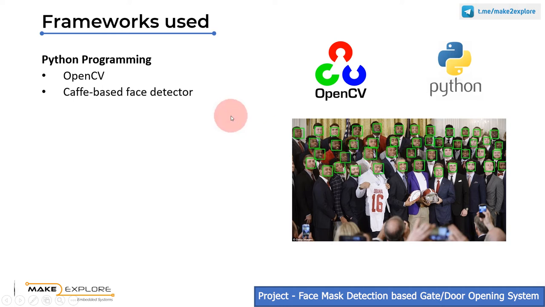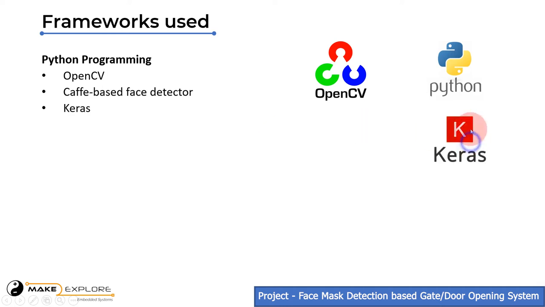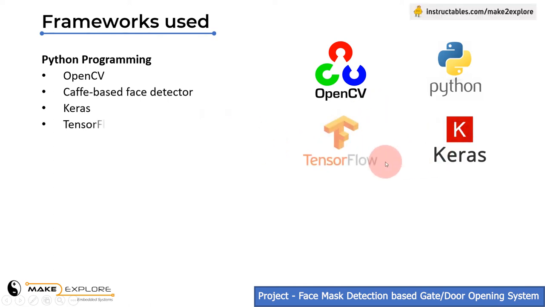Then we will also use the Keras library. Keras is an open source software library that provides a Python interface for artificial neural networks. Keras acts as an interface for the TensorFlow library. And we know TensorFlow is a core open source library, which helps to develop and train AI and machine learning models.